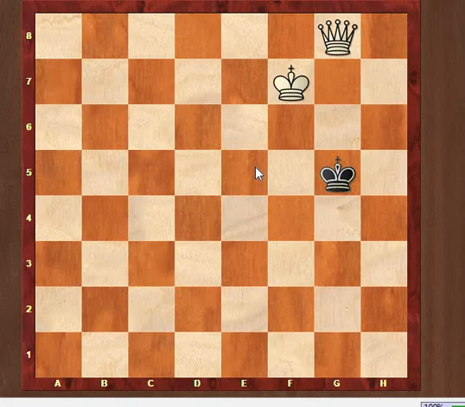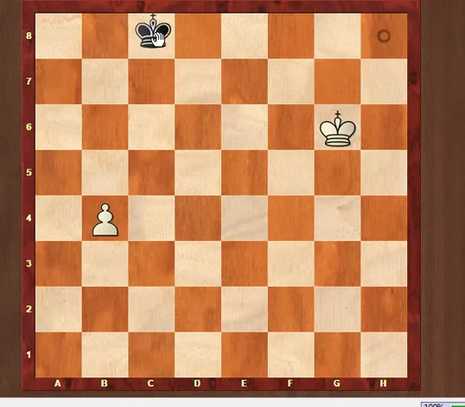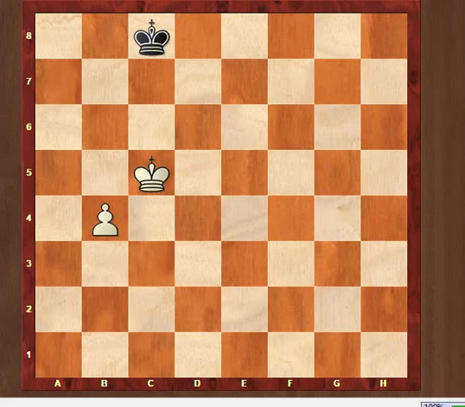Alright? I'm going to show you one last example, and then you're going to practice on your board. Let's go back. One more example. Alright, let's move the king and the pawn here. Alright, this is now the position. It's white to move. What should white play here?